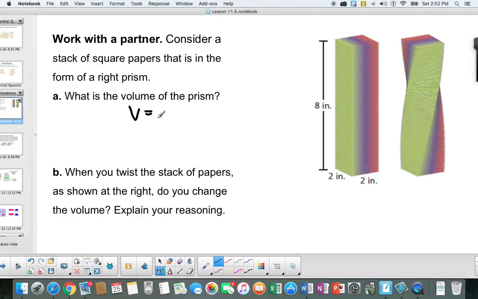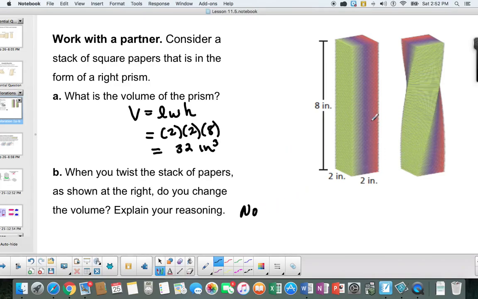Volume, and a lot of you will use length times width times height. And the length will be 2 inches by 2 inches, and the height is 8. So the answer is 32 inches cubed. We're talking about volume. Now, when you twist the stack of papers, do you think it changes the volume? And the answer is no. We still have the same number of papers.